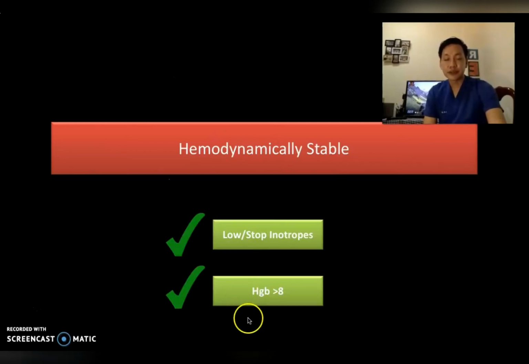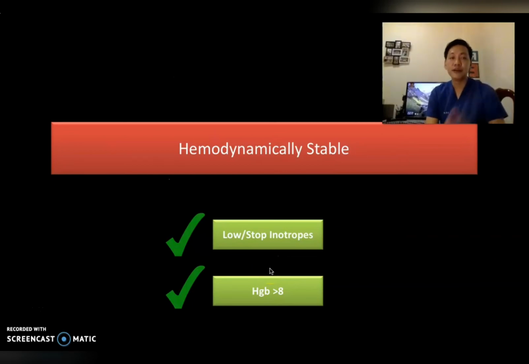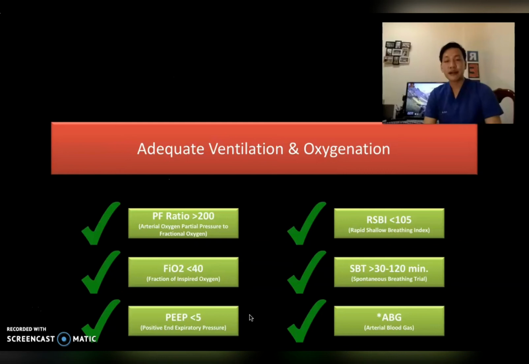The first group is the hemodynamic stability of the patient. How can we say that the patient is hemodynamically stable? It's through low or stopped inotropes, and the hemoglobin should be greater than 8. The next group is adequate ventilation and oxygenation. We have here the PF ratio greater than 200.